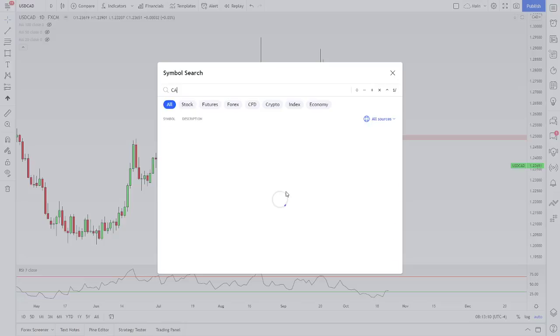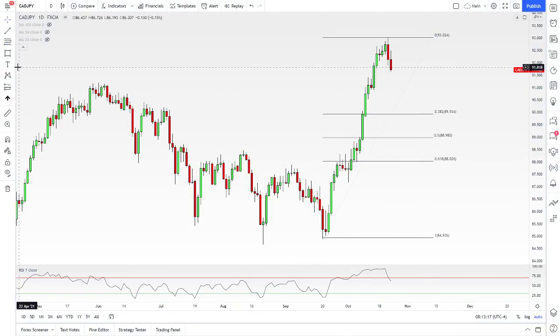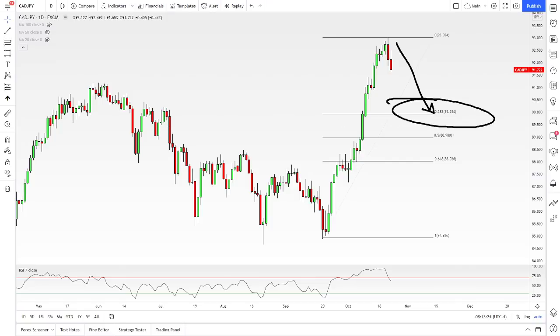But anyways, we could also take a look at CAD yen. CAD yen might be even more interesting. I love the idea of buying a retracement here. So if we're looking at CAD yen, for example, maybe you get the chance to look at that 38.2 a little closer if things come down. Maybe there's some opportunities there.